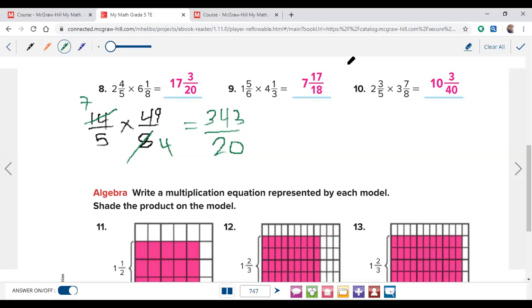Can you help us convert the answer to a mixed number? Yes, okay, I got it. What was the answer to number 8, 17 and 3 over 20? When you answered it, you said it's 343 over 20. Okay, I got it.